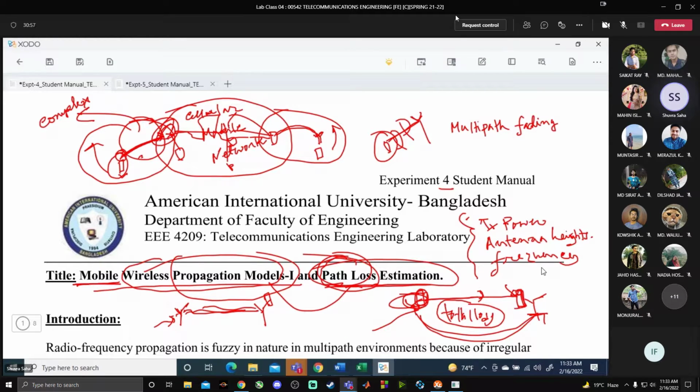So the aim of these experiments, experiment number 4 and 5, is to have a look at the available propagation models that we mostly use in designing cellular wireless links, and to have a comparative analysis between the propagation models. Okay, so these are the main objectives of these two experiments, 4 and 5.